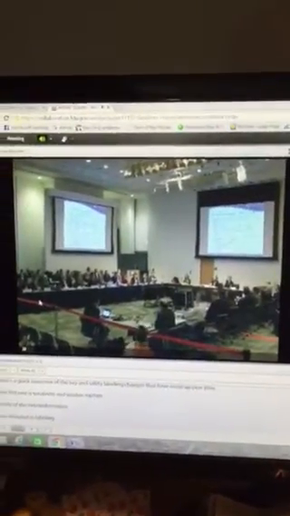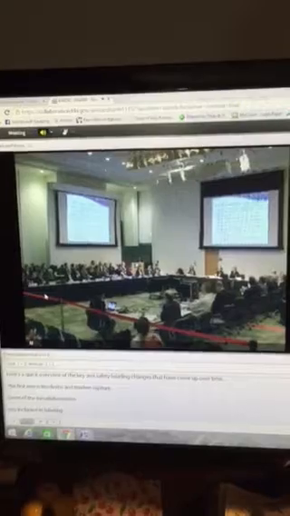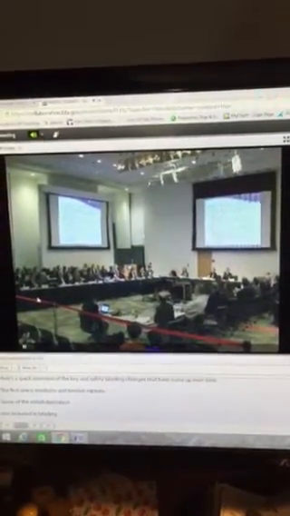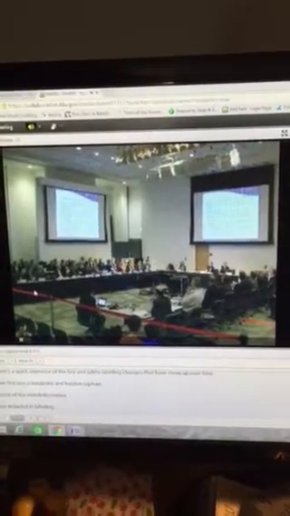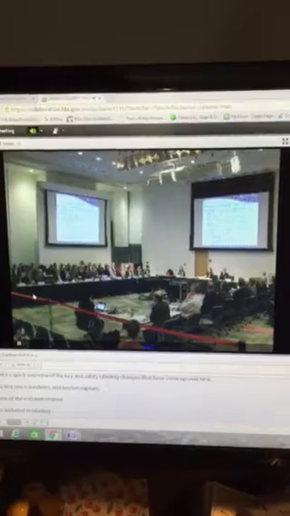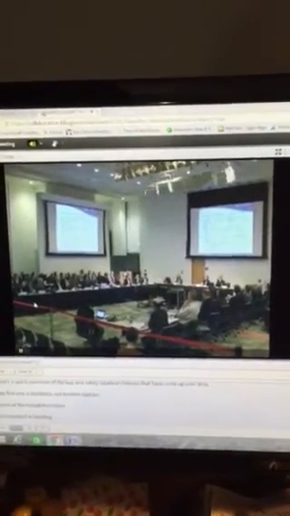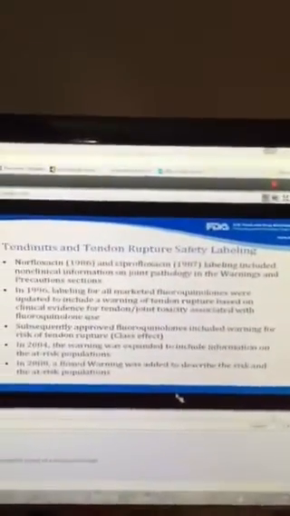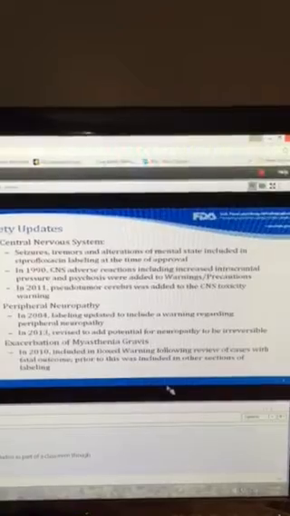And then as new fluoroquinolones came along, a warning was included as part of a class effect, even though there were no instances of this particular adverse effect in clinical trials. In 2004, the warning was expanded to include the at-risk populations, and in 2008, a boxed warning was added to describe the risk and the at-risk populations.